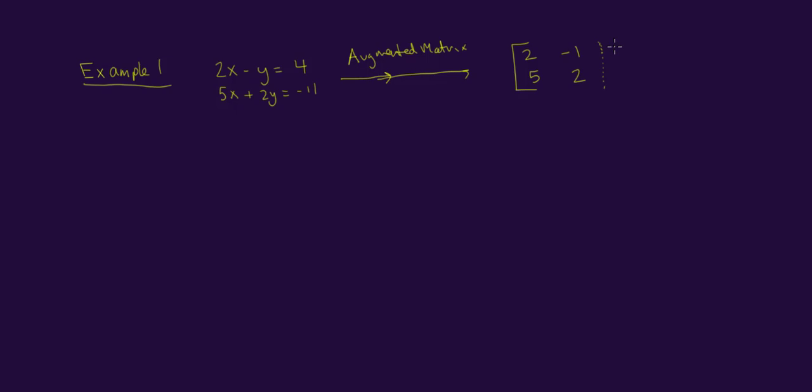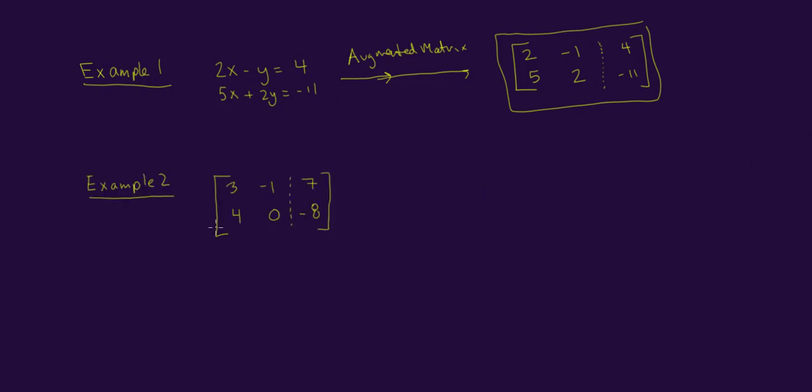This isn't actually technically part of the matrix, but then on the other side, think of the dotted line that I'm drawing as almost the equals, and we can see that over on the other side we get a 4 and a -11. And this is called the augmented matrix, representing this particular system of two equations and two unknowns.